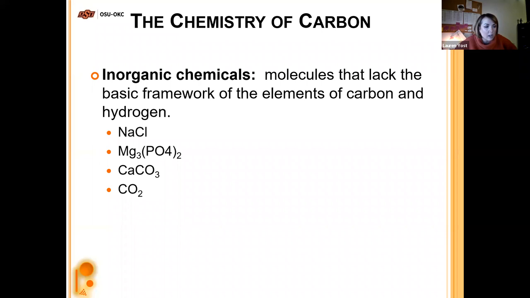So these guys here, sodium chloride, no carbon, no hydrogen. We have magnesium phosphate, that obviously has no carbon and no hydrogen. Here we have calcium carbonate that has carbon in it, but it is not organic because there's no hydrogens involved in that. And then we have carbon dioxide. There's no hydrogens involved. It's not an organic molecule technically.